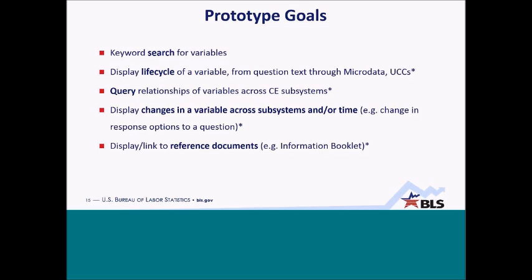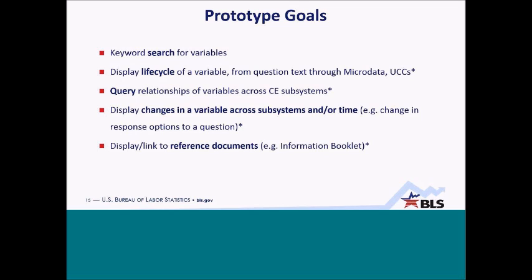Ideally, the life cycle goes through every process that variable goes through. When we say life cycle here, I really mean from question to microdata variable. And I want to be able to query those relationships. I want to be able to click on that question and see all of the microdata variables that are created as a result of that question being asked in some form or another. And then I want to see what the changes of that variable are across time.